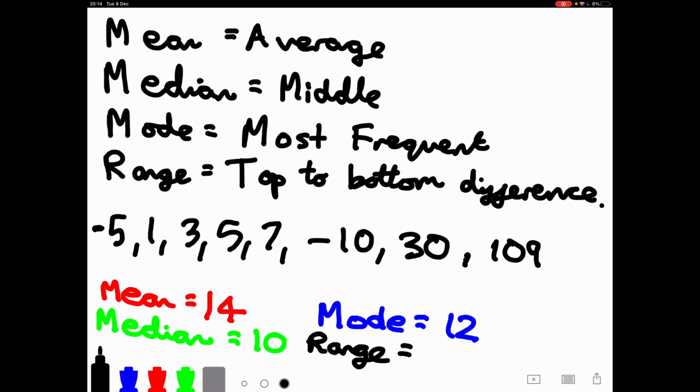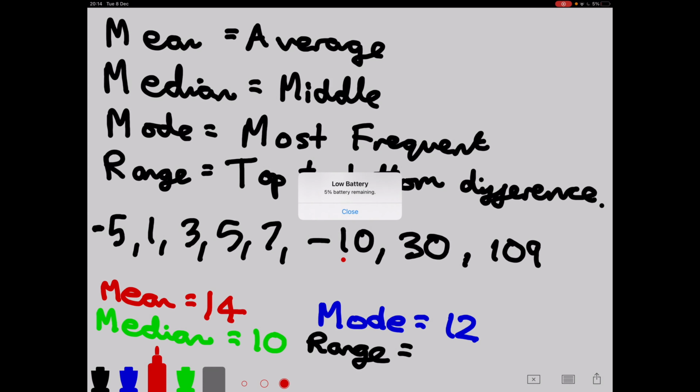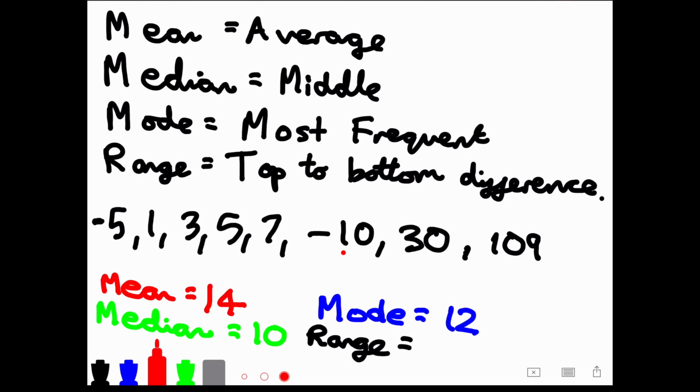top to bottom difference. So we're going to find the lowest number. If you look along the list, this is the lowest number so far. No, it can't be 1, can't be 3, can't be 5, can't be 7. None of them are lower than -5. Oh, -10. Okay, let's get rid of this dot. -10 is the lowest so far. Then 30, 109. Okay, so -10 is the lowest number. So let's just write that here, lowest.